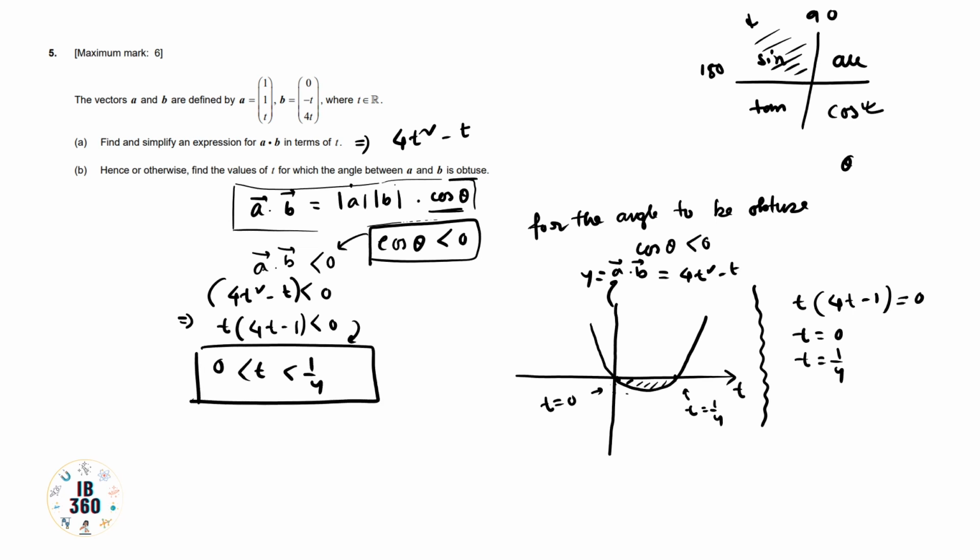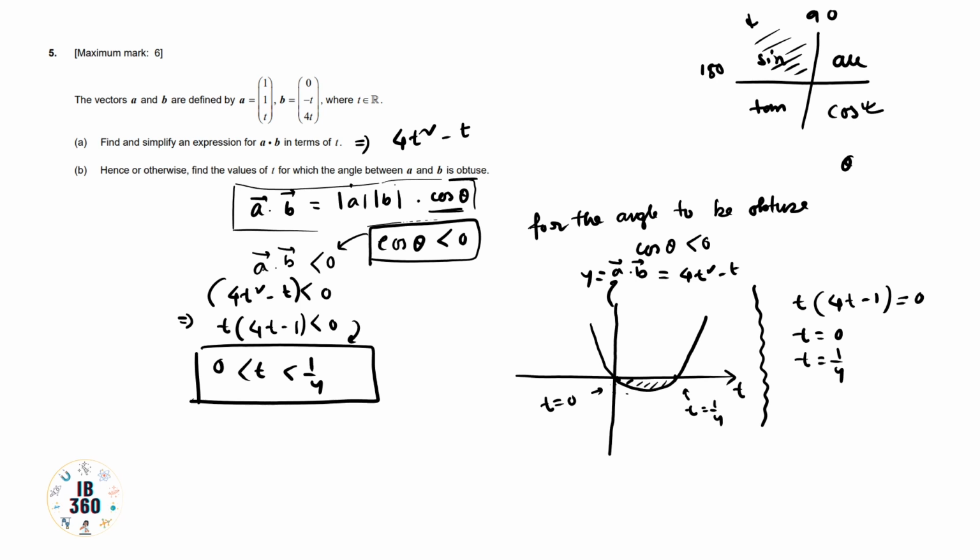So hence or otherwise, find the values of t for which the angle between a and b is obtuse. So the value of t will be 0 less than t less than 1 by 4. Now one most important thing: why have we not taken the equal to sign in this particular inequality? Because at 0 the value of the function is 0, and at 1 by 4 the value of the function is 0, and 0 is not a negative number. That's why we have taken 0 to 1 by 4 as an open interval. Okay, so in this way, this problem is also done.